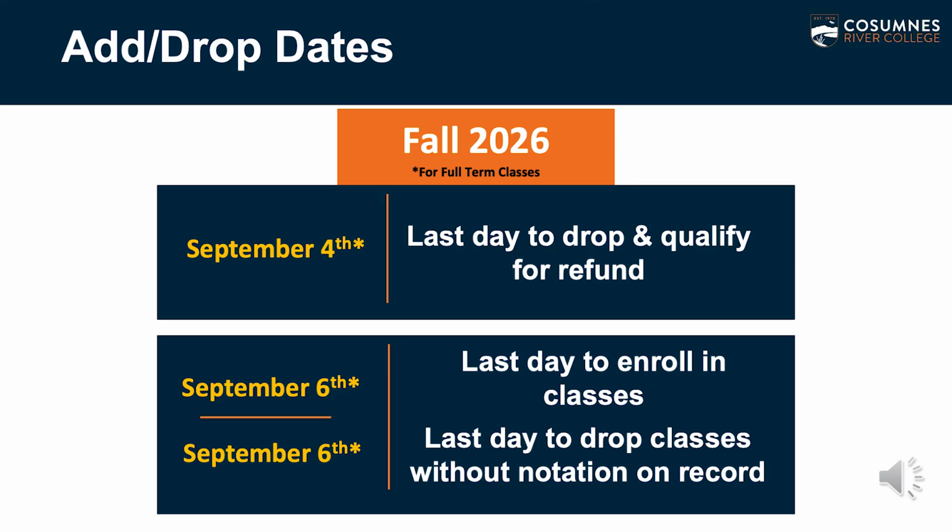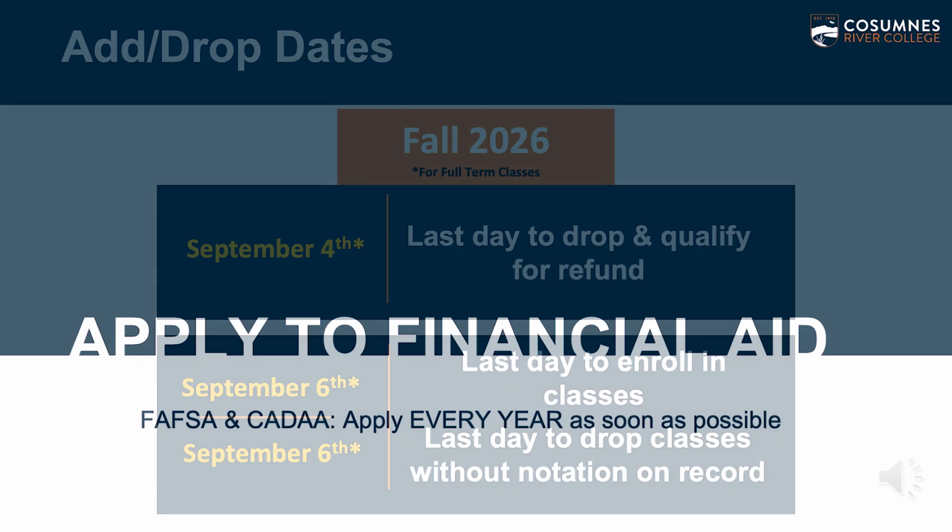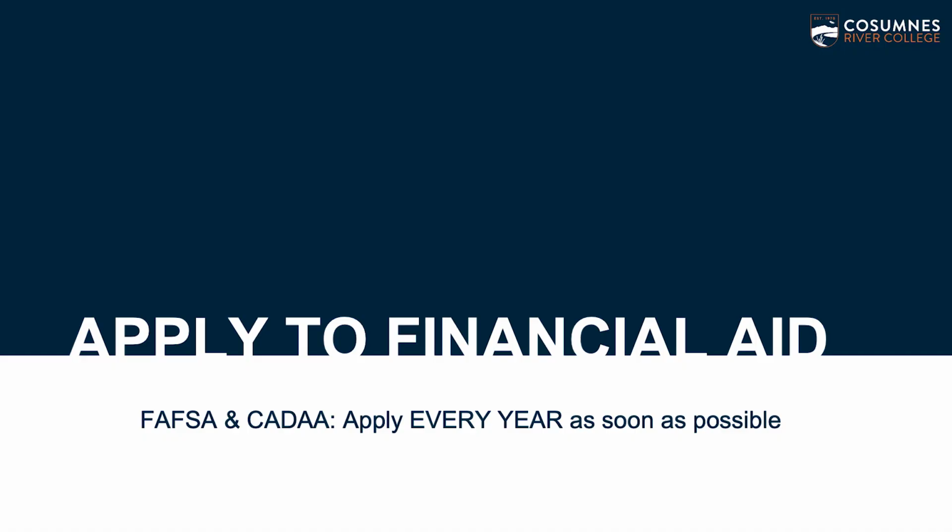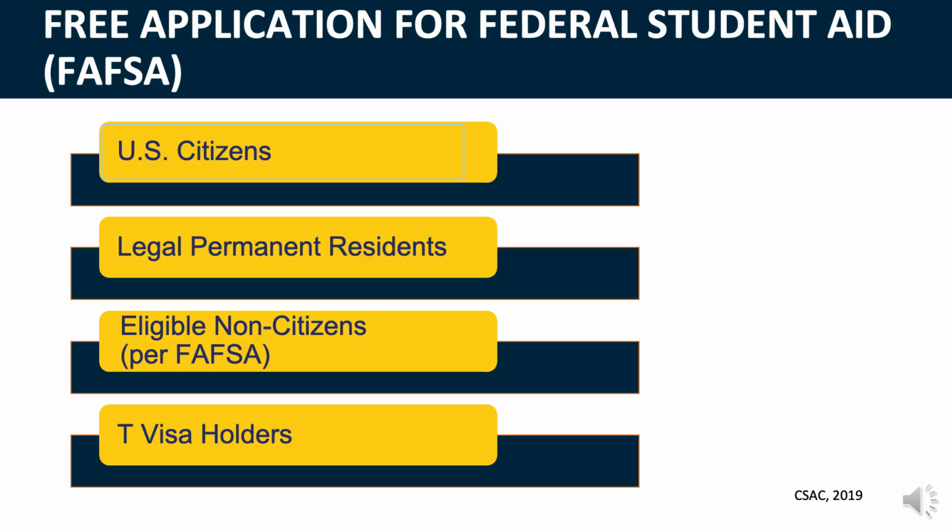Keep in mind that dropping a class may also affect your financial aid. If you're considering dropping below 12 units, or if you need to drop below 12 units, connect with a counselor and the financial aid office first so you can understand how any changes could impact you. Don't wait, reach out. We're here to help.